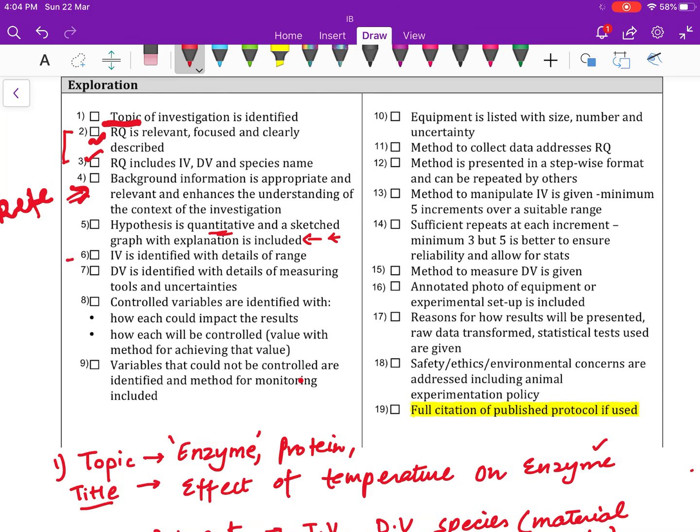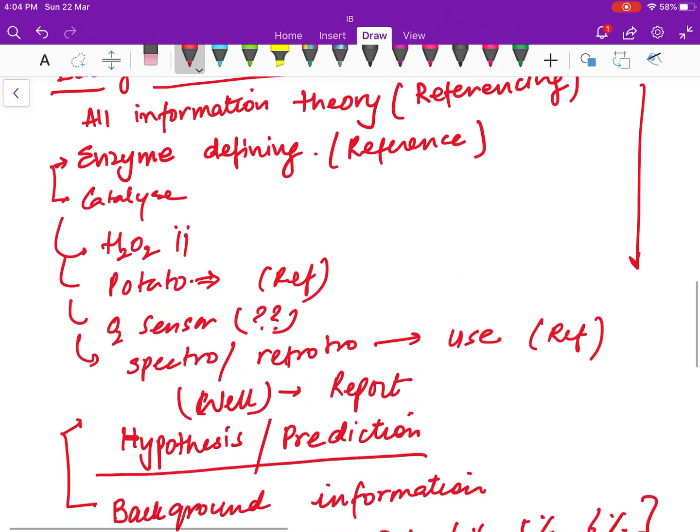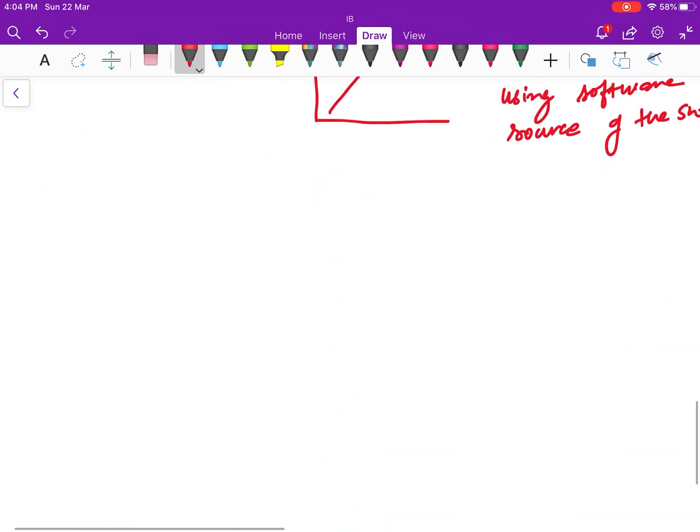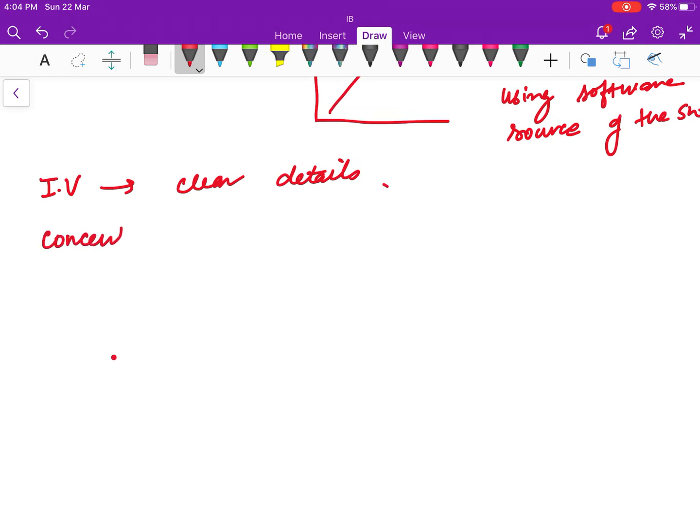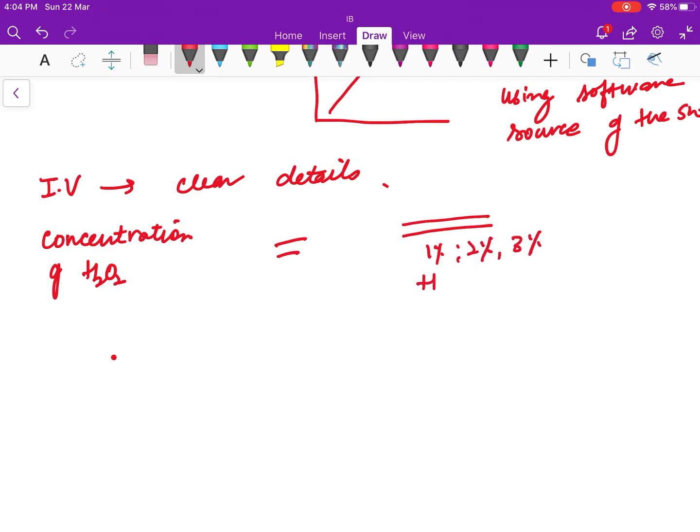Now coming to point 6, IV is identified by detail of range. I found very few of you are providing me clear details. I need clear details. You identify IV as the concentration of hydrogen peroxide. What is the effect of concentration? You are talking about it here, but how you are getting this concentration should come here. So the range of 1%, 2%, 3%, how are you making it?